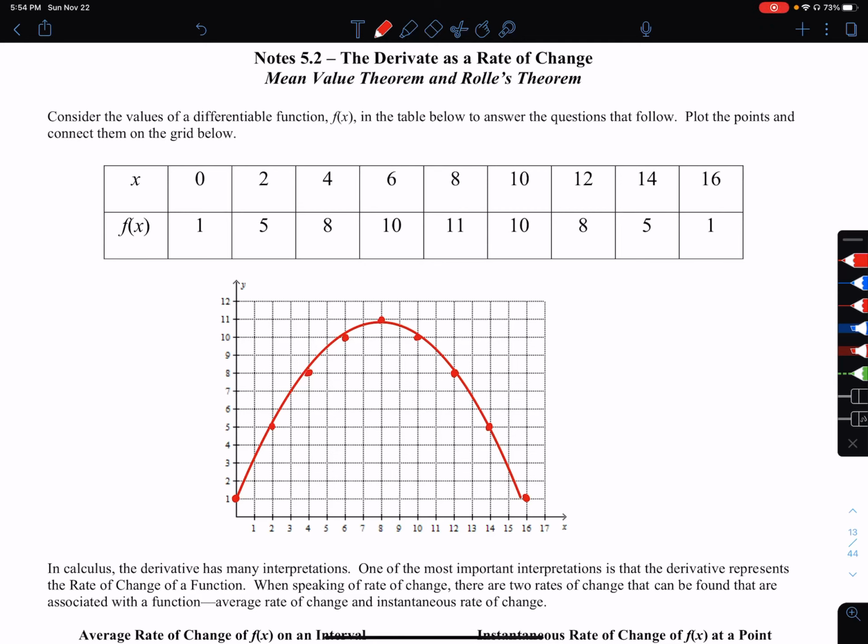This is AP Calculus AB. We're going to be talking about the mean value theorem and Rolle's theorem. Before we get into that, we're going to review average rate of change and instantaneous rate of change.